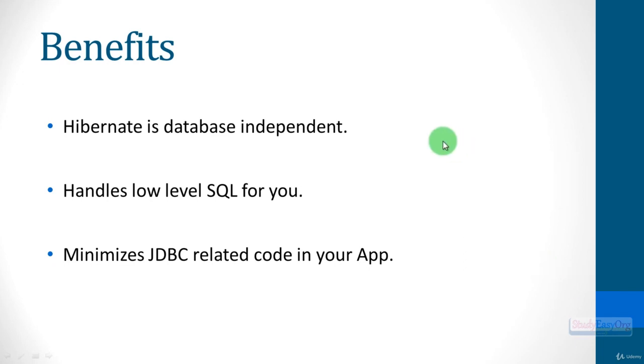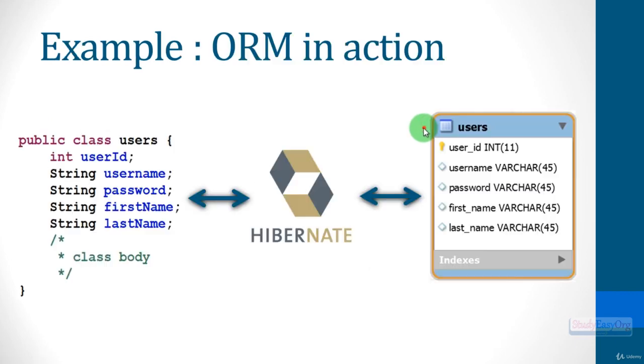Alright, so before concluding this particular video, let us quickly check a simple, easy to understand example. In here we have a class by the name of Users, where we have a couple of properties. The names of the properties are userId, username, password, firstName, and lastName. Also take note of the naming convention we are following. Likewise, we also have a table which symbolizes this particular class, where we have column names as user_id, username, password, first_name, and last_name.